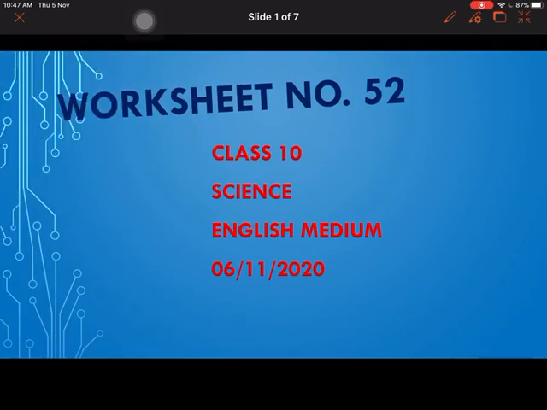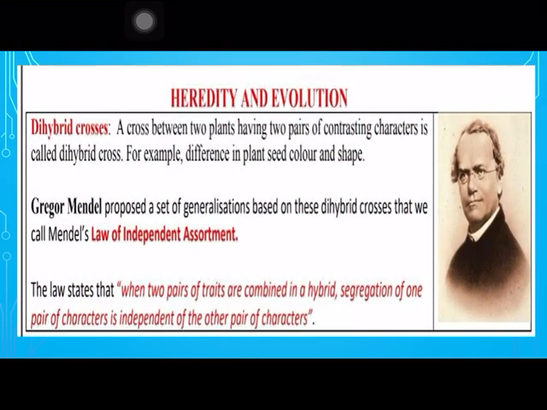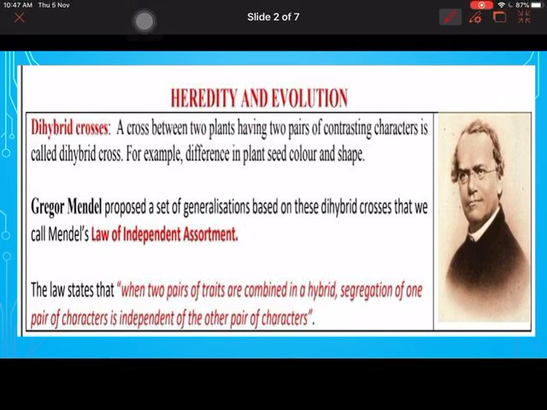Hello students, today we are going to discuss your worksheet number 52, class 10 science, for the date 6th November. As you know, your chapter Heredity and Evolution is going on, so today we are going to talk about the dihybrid cross. In the last worksheet we talked about the monohybrid.